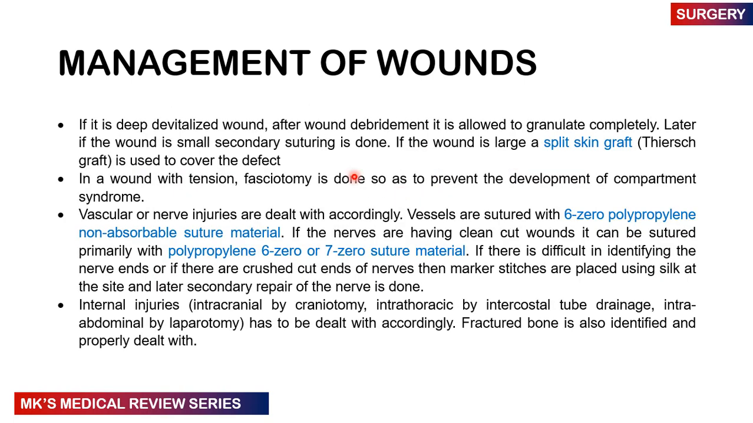If the wound is a deep devitalized wound, after you debride it, you should allow it to completely granulate. Later, if the wound is small, then secondary suturing can be done. If the wound defect is still large, you can put a split skin graft over the defect. In a wound with tension, you can do a fasciotomy to relieve the pressure and prevent compartment syndrome from developing. Remember that vascular or nerve injuries are dealt with accordingly. The vessels should be sutured with 6-0 Prolene non-absorbable sutures.